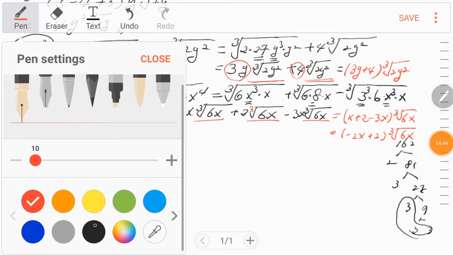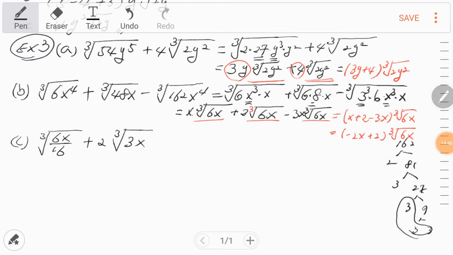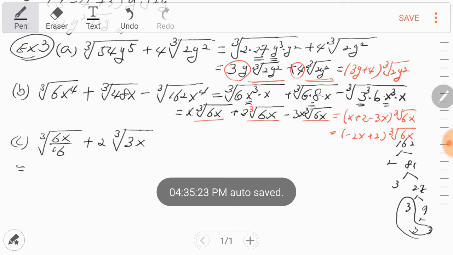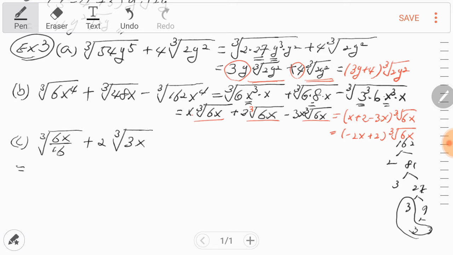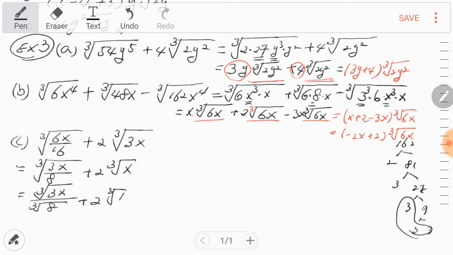Okay, let's do the other one. Alright, so this is cube root, and 6 and 16 we can reduce it. So 6 over 2 is 3, 16 over 2 is 8. And then we can separate the numerator, so cube root of 3x and then cube root of 8 plus 2 times cube root of x.